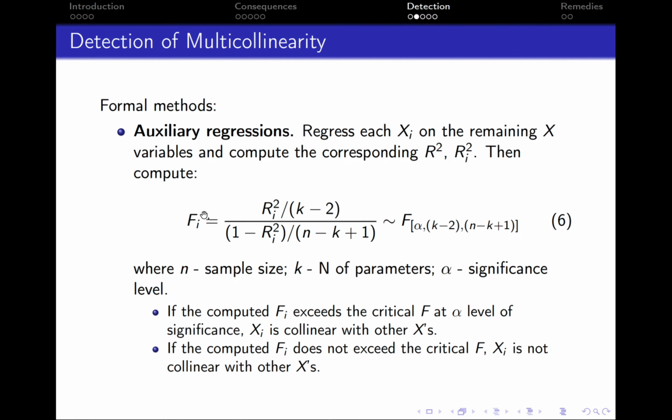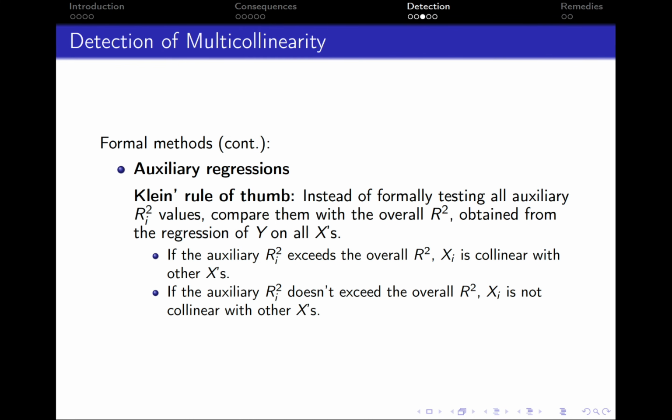However, if the computed f statistic is lower than the critical f statistic, then we say that the independent variable in question is not collinear with the other independent variables. There is another way the results can be interpreted.